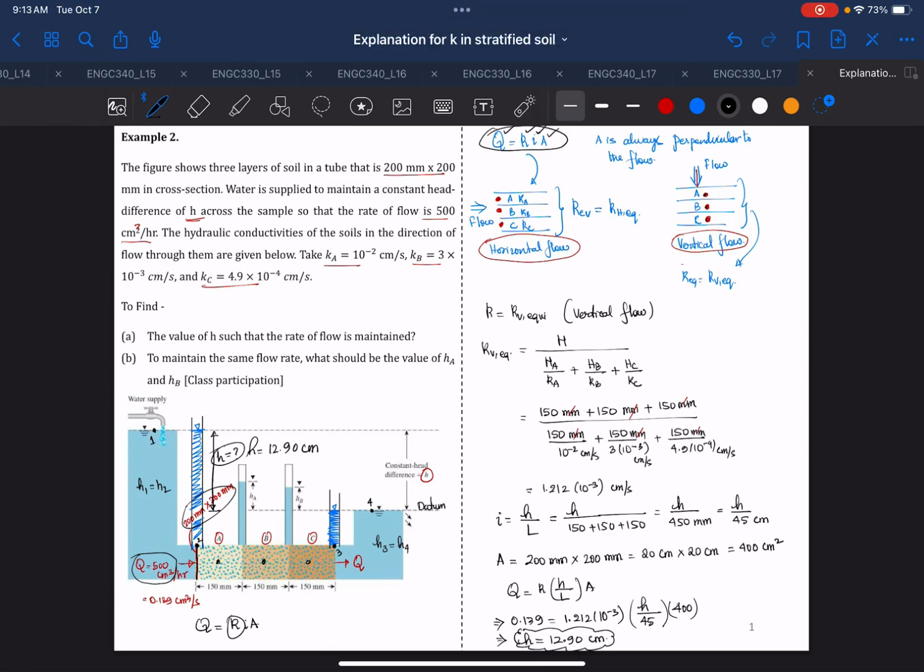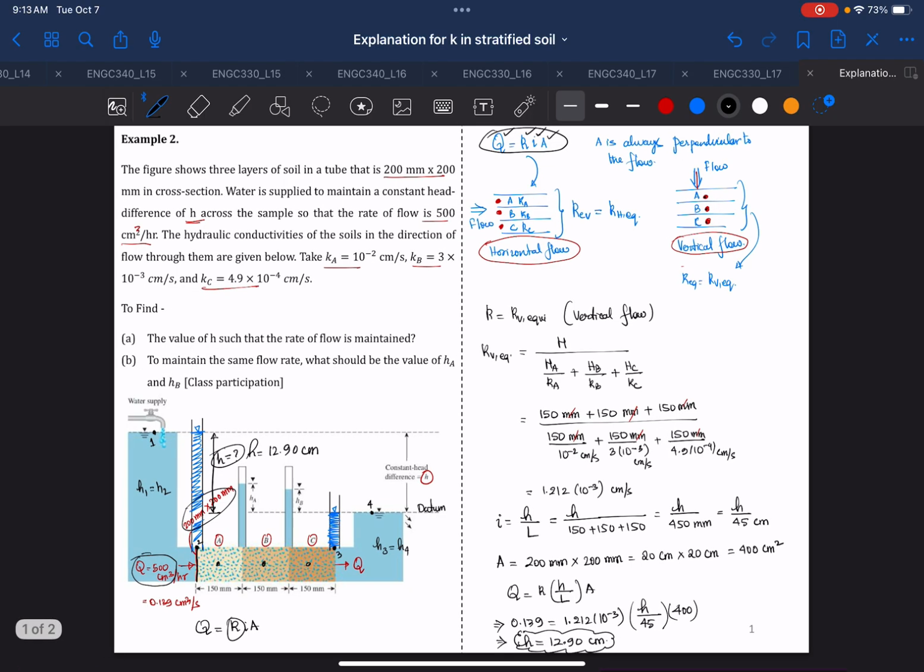Hello, welcome back to how to solve the permeability in a stratified soil. We have already calculated the head difference for this particular problem in order for the flow to maintain at 500 centimeter cube per second, and we already found that the head difference is 12.9 centimeter.